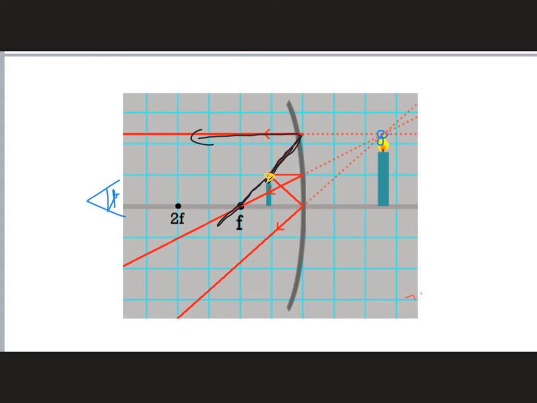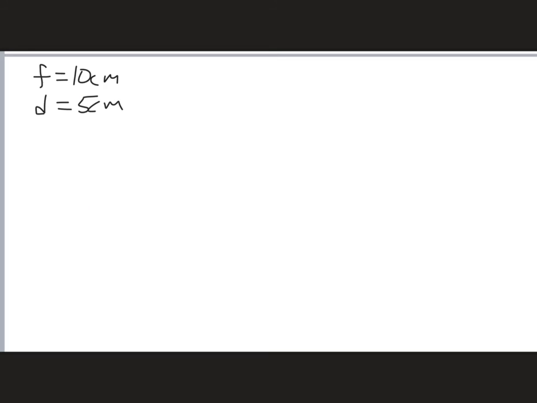But this is how we can use these different rays to figure out from our ray diagram where the image is going to form. And again, we can use our equations to calculate where that image is going to be, how big the magnification is going to be. All of those things are possible with that equation. And let's take a look at that on the next slide.